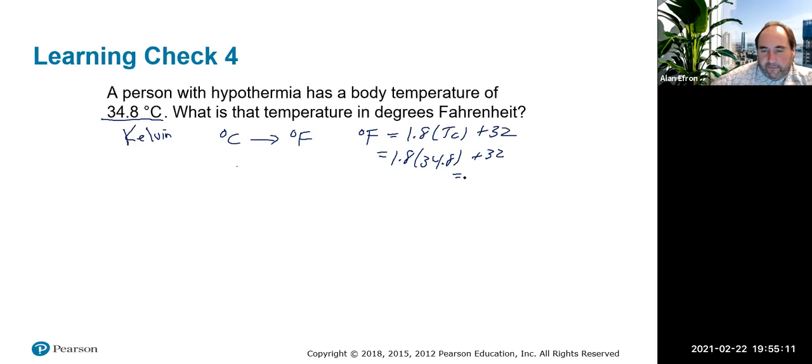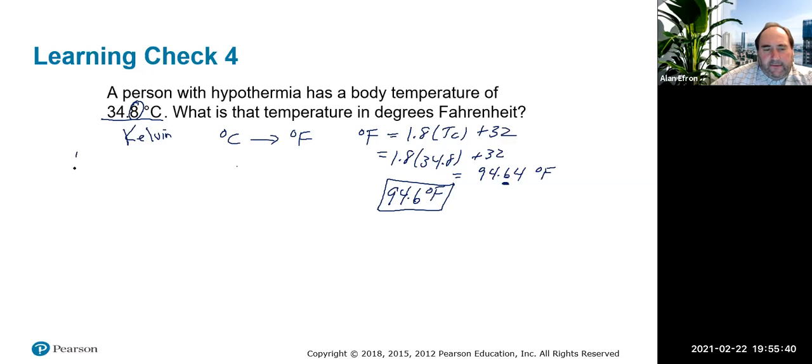Looks like 94.64 is what you get on your calculator. In terms of how we would want to represent the answer, our original number goes to the first decimal point, so we would want to take it to 94.6 degrees Fahrenheit. Any questions on that one there?